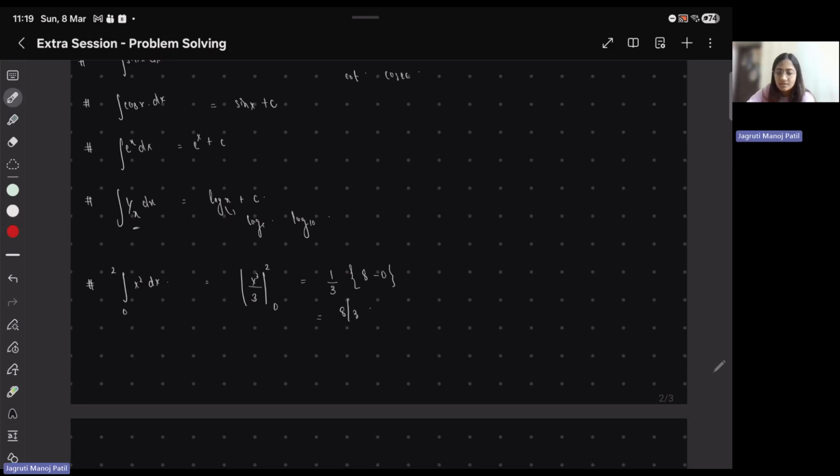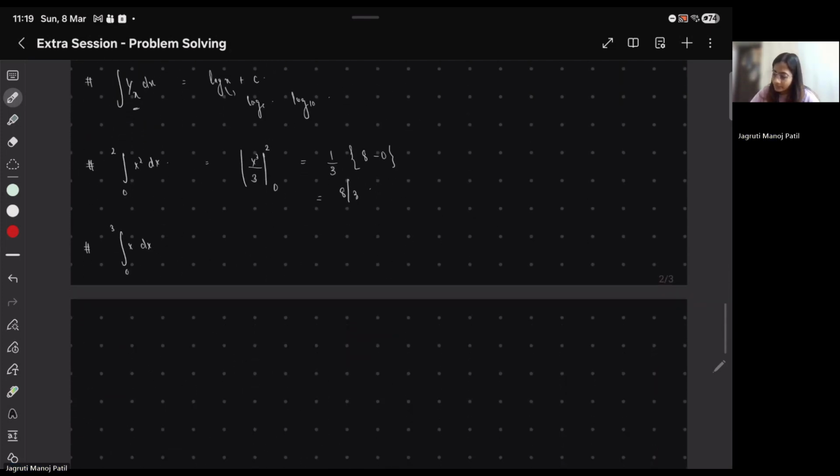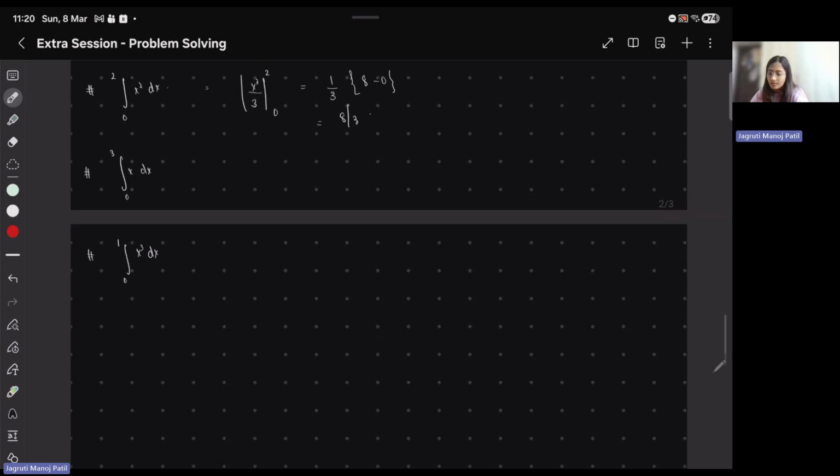Okay, that's it. Questions are easy. It's just that you need a little bit of practice to get a hang of it. Okay, next one. It is simple. You take the integral of x dx, and now it's from 0 to 3. I guess you'll be able to solve this. Similarly, the next question is x cubed dx from 0 to 1. That is also fine, and you can do that also.